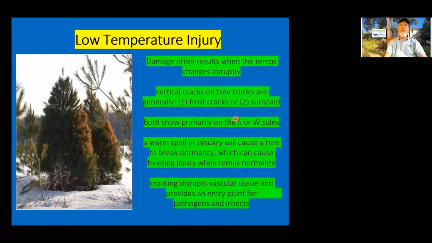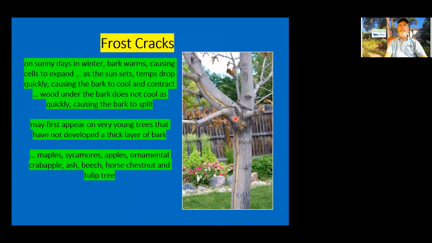It disrupts the vascular system, and it could be an entry point for insects and diseases. Here's a frost crack. On sunny days in winter, the bark warms up and the cells expand. When the sun sets, the temperatures drop quickly. The bark cools, contracts, and sometimes it does not cool very quickly, and it causes it to split.